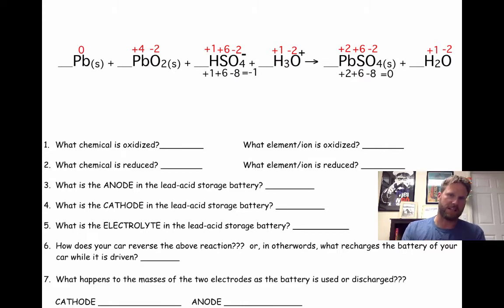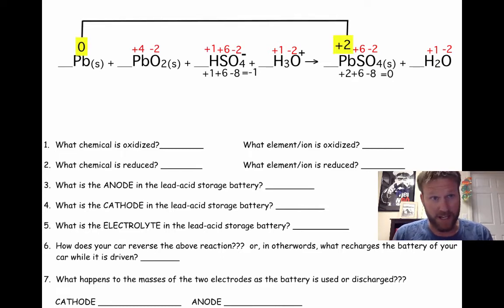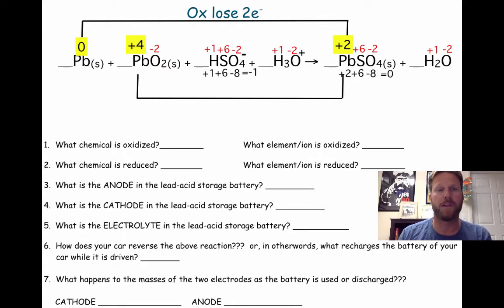So now that we've assigned oxidation numbers, we can determine what substance was oxidized and reduced. So here we can see that lead goes from an oxidation state of 0 to +2. In order to do that, it had to lose 2 electrons. Losing electrons is oxidation. The reduction reaction also involves lead, this time from lead oxide. The lead oxide goes from an oxidation state of +4 to +2. That is reduction because 2 electrons are gained.